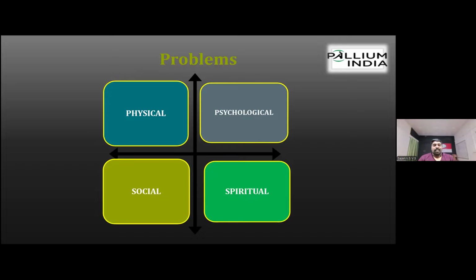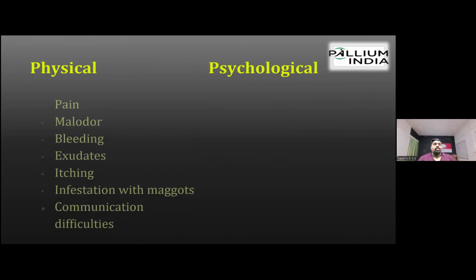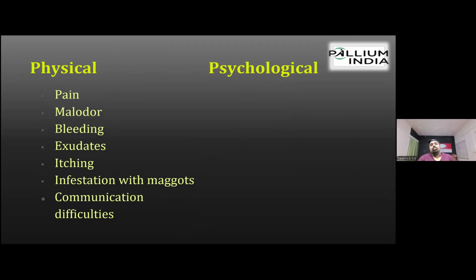First one, physical. In physical, we know a cancer wound is very painful. Pain will be there. Foul smell, malodor should be there. Bleeding, sweating type of bleeding, or gradually profuse bleeding, maybe even emergency type of profuse bleeding. The chance is very high. Then exudate. Day by day, the quantity, color, and everything will increase.